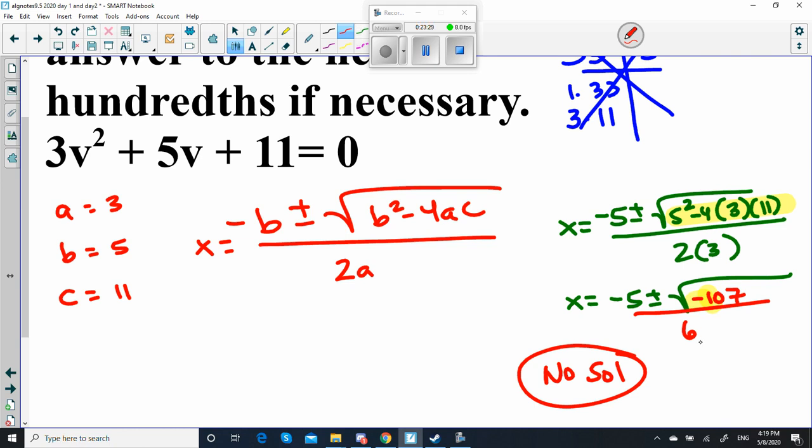Okay, so that's as far as I can go. I'm done. Actually, I'm kind of glad sometimes when I get a negative there, because I'm done. I don't have to go any further and figure out both roots. I'm just done. Okay, so this is no solution.